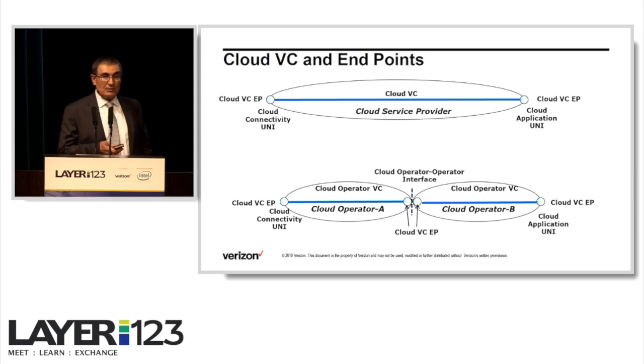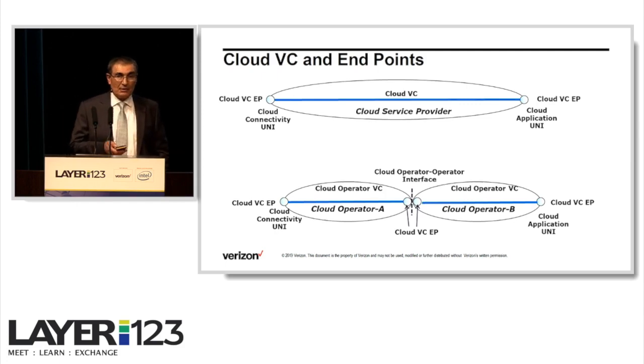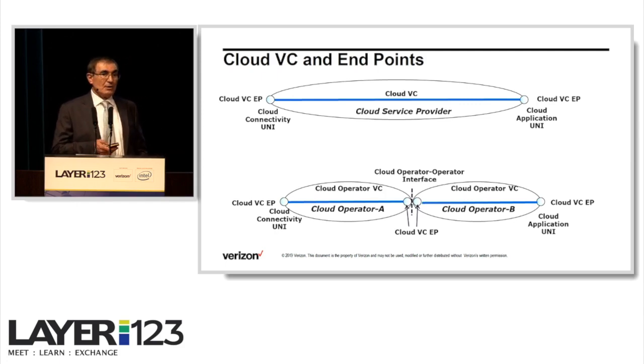One endpoint could be the cloud application, and the other endpoint could be the cloud connectivity unit on the subscriber side. And at the bottom, as you can see, if it's going through multiple operators, I again segment these cloud virtual connections. So the segment within each operator is cloud virtual operator connection A, cloud virtual operator connection B.